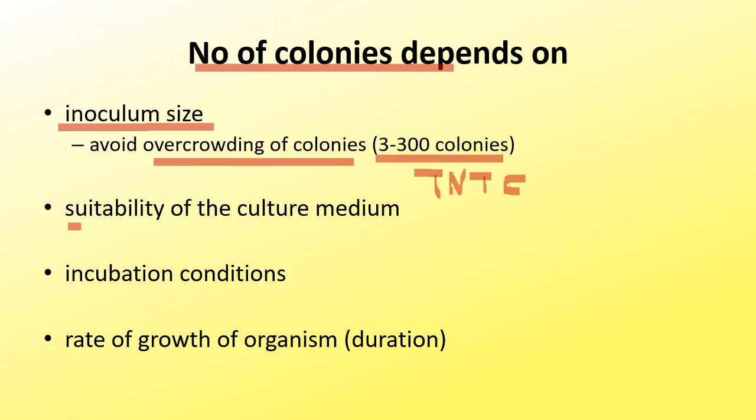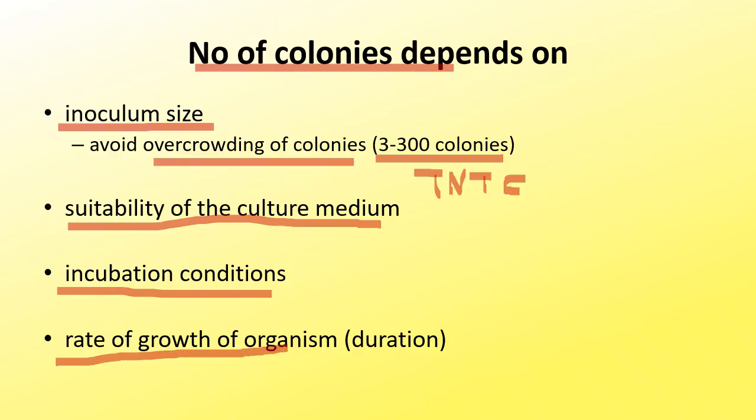The second thing is the suitability of the culture medium, because we need to provide an optimal medium for the bacteria to grow, or else the bacteria won't grow or they will grow slower. The following one is the incubation condition, and this is similar to the media. We need to provide a condition which is optimal for the bacteria to grow, or else they won't grow or they will grow slower. And last and the most important is the rate of growth of the organism. As I mentioned before, E.